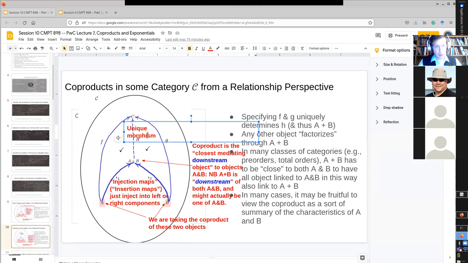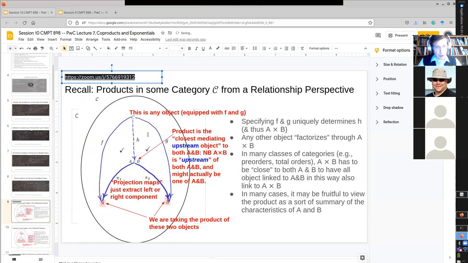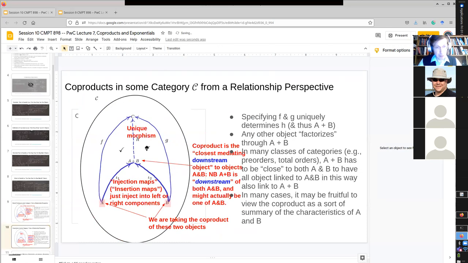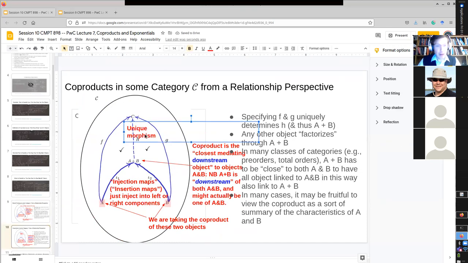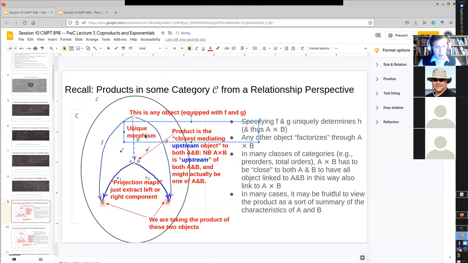To avoid this throwing you off, I'm just going to label this as unique. Oh no, that's my Zoom link. There, this should say unique morphism as well.